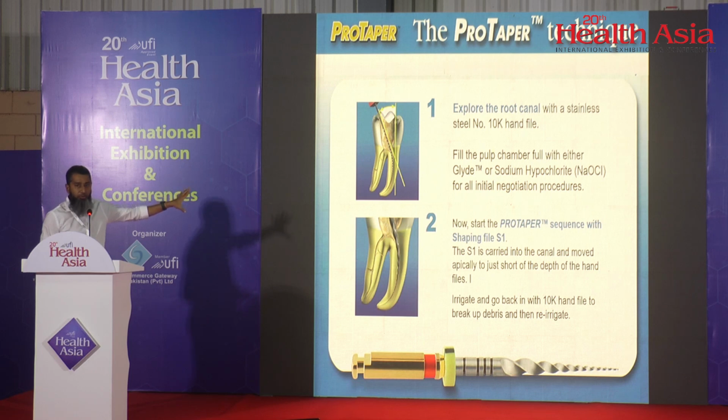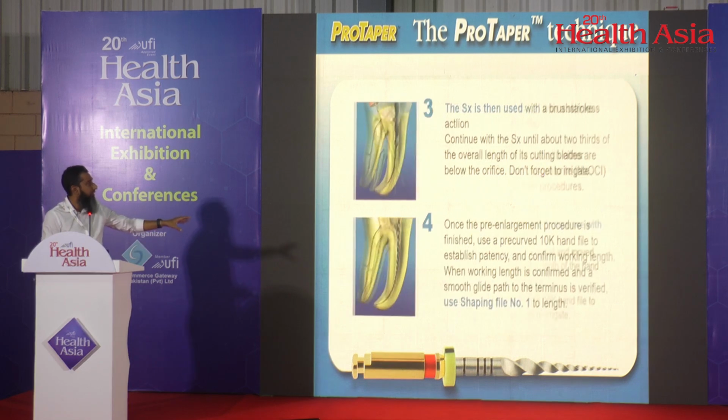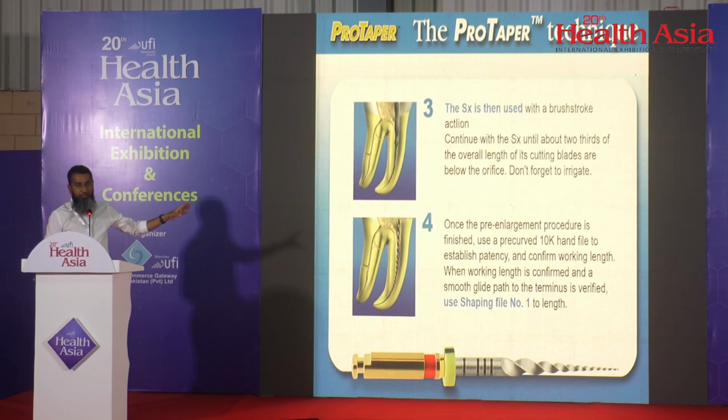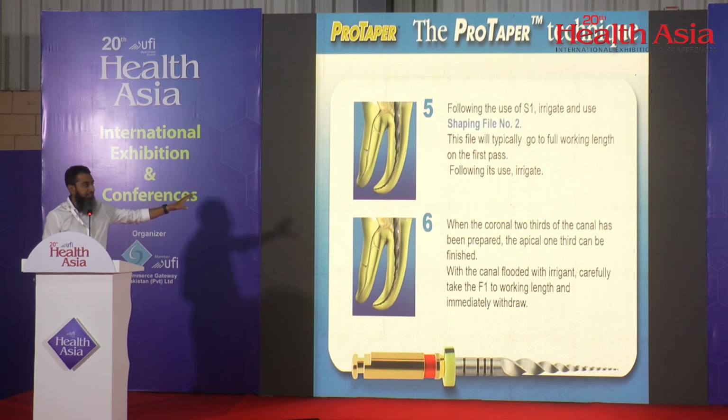So just a few steps of how to go ahead with the ProTaper system. Once you have done your access opening, you have negotiated the canal with your patency file, you can enlarge the coronal part with either your S1 file or you can do the coronal flaring with your S6 file. Once you have enlarged the coronal part, you can confirm your working length with your patency file, the number 10 K file. Once your working length is confirmed, then your first shaping file goes to the full working length, followed by the second shaping file, S2, which will go more easily because the first one has already enlarged the canal to a greater degree.